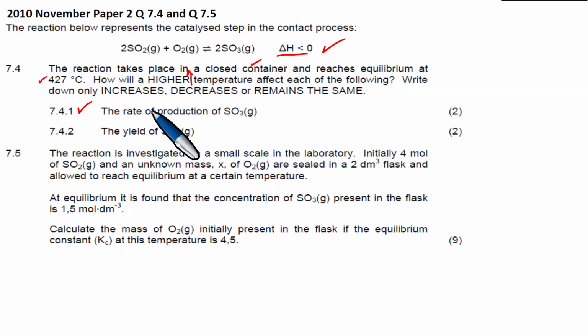But what is it going to do to the rate of the forward and the reverse reactions? The rate of the forward and reverse will increase until a new equilibrium is established, because the disturbance is an increase in temperature. The equilibrium is going to be disturbed, which means that the rate of the forward and reverse will increase. So the rate of the production of SO3 increases.